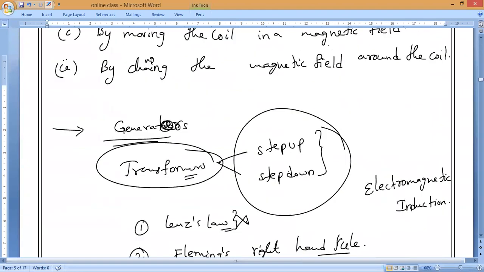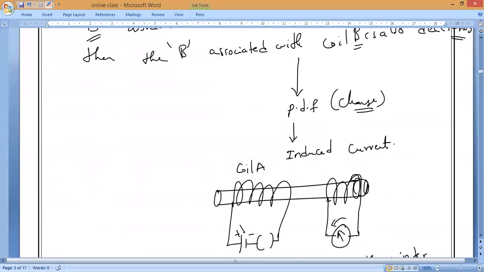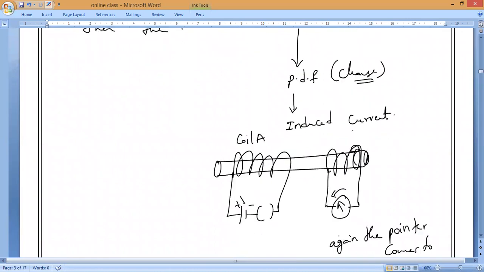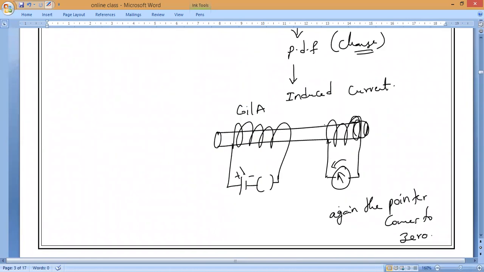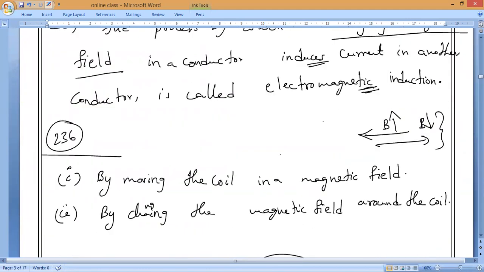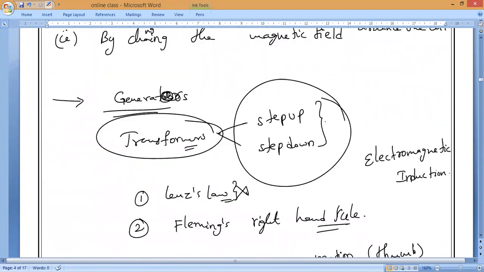But here what is happening? When I switch on alone, the current is produced. And when I switch off alone, the current is produced. This is what we are doing for experimental purposes, but in real life, in step up and step down transformers, it is not like that.